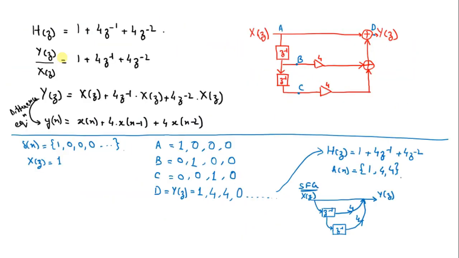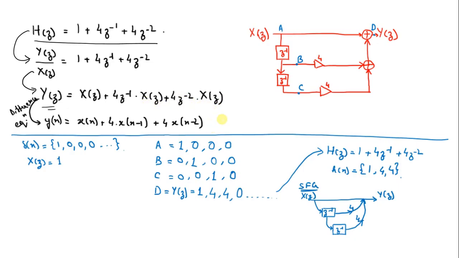So now look into the implementation of this filter. How do you realize it? We are given H(z) equals 1 plus 4z inverse plus 4z to the power minus 2. So H(z) can be broken into Y(z) by X(z). Now, if you simplify it, you get Y(z) equals X(z) plus 4z inverse multiplied by X(z) plus 4z to the power minus 2 multiplied by X(z).